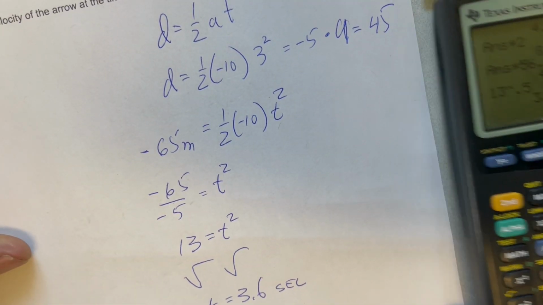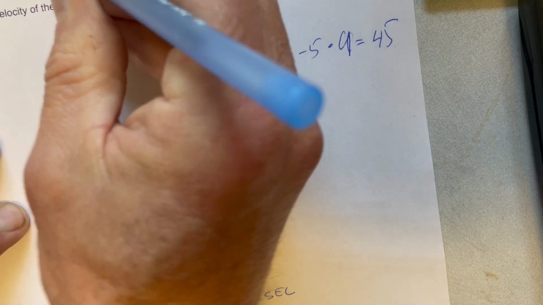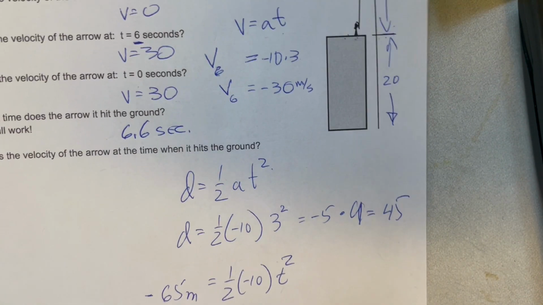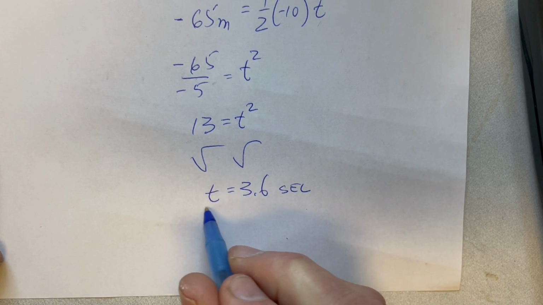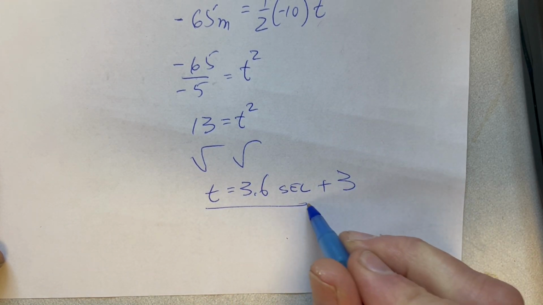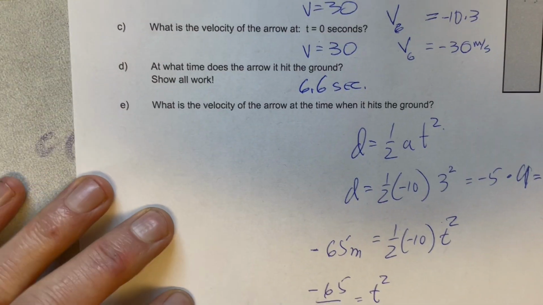So at what time does the arrow hit the ground? That's 3.6 seconds from the top. I have to add another 3 seconds, 6.6 seconds, okay? There we go, 6.6 seconds, because it's going to be that 3.6 seconds added on to 3 to go up to the top. Finally, what is the velocity at the time it hits the ground?